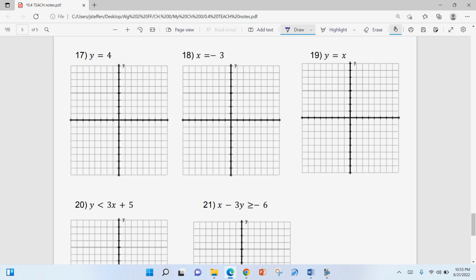So this is where we have the horizontal and vertical lines. So y is equal to a number is a horizontal line. And again, the way I remember this is there is no slope, but your y-intercept is 4. So 1, 2, 3, 4. And then it's just a horizontal line. X is -3. 1, 2, 3. Straight vertical line.